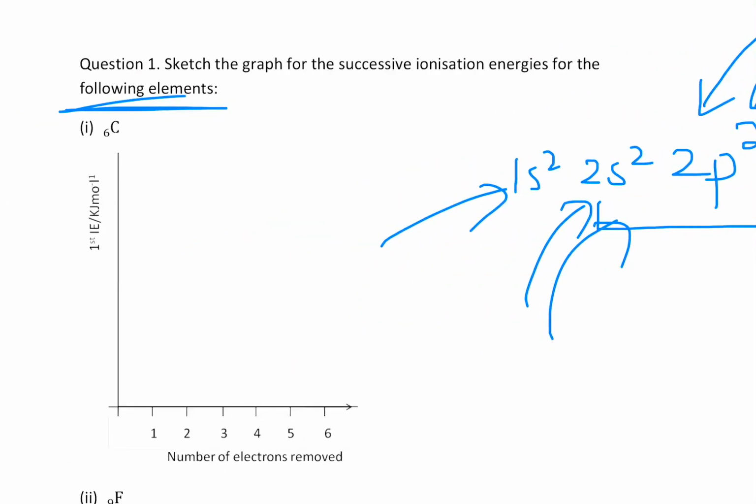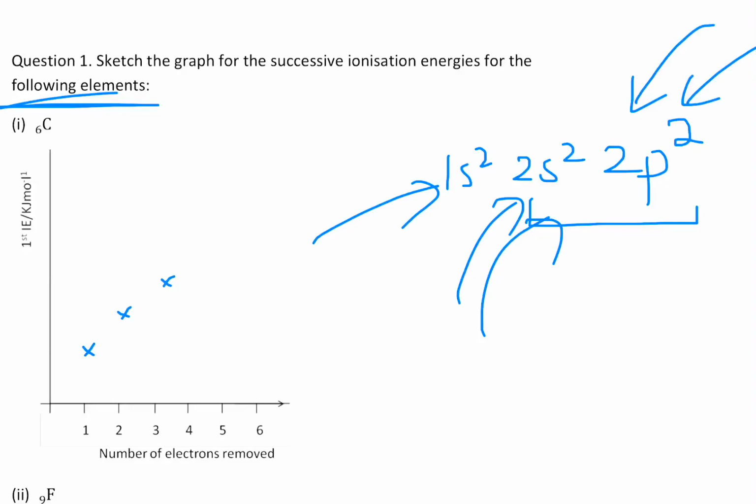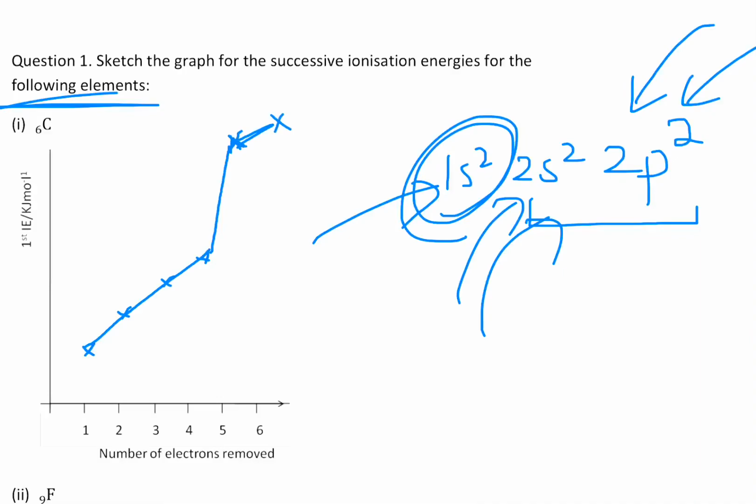So first electron removed here, second, third, and fourth. After that, we are moving to an inner shell, which is going to be these two. So then we'll have a gap and then these two, 5 and 6. It's just a sketch, so there are no values over here. So you see this gap occurring at the point where the electrons are being removed from an inner shell.